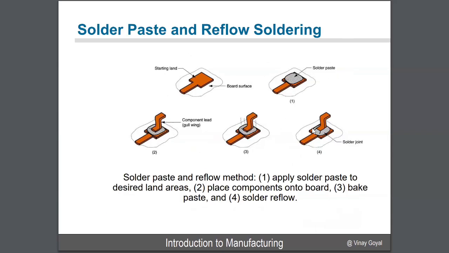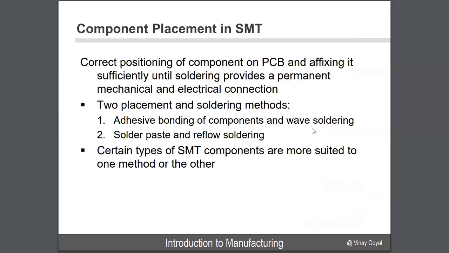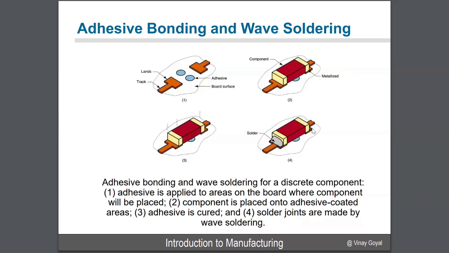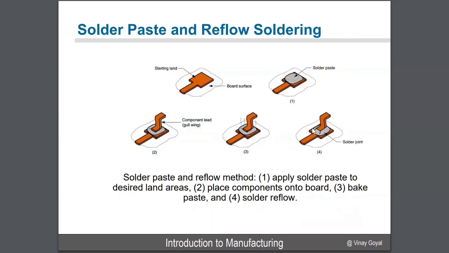The other approach I talked about to achieve surface mount technology is called solder paste and reflow soldering. Number one, here we're going to apply the solder paste. In number two, we're going to put the component lead. And then three, we're going to apply some bake. And then four, we're going to apply solder reflow to create a nicer pathway.